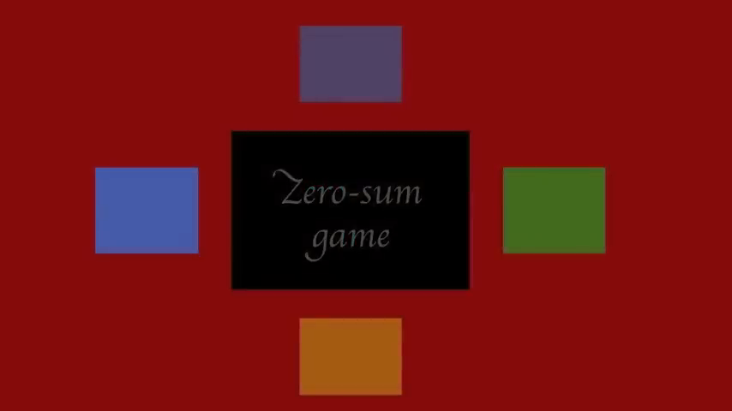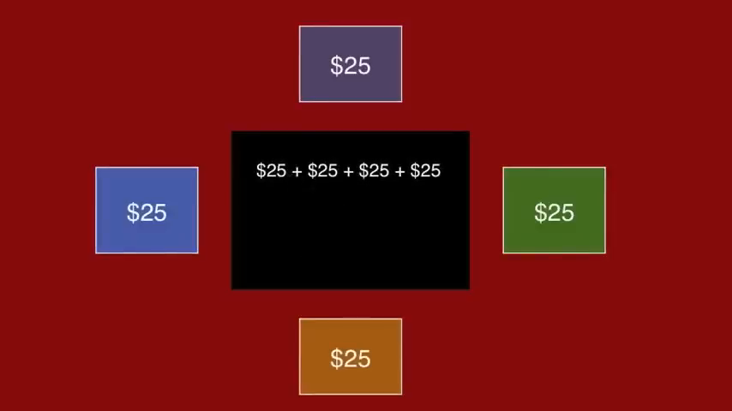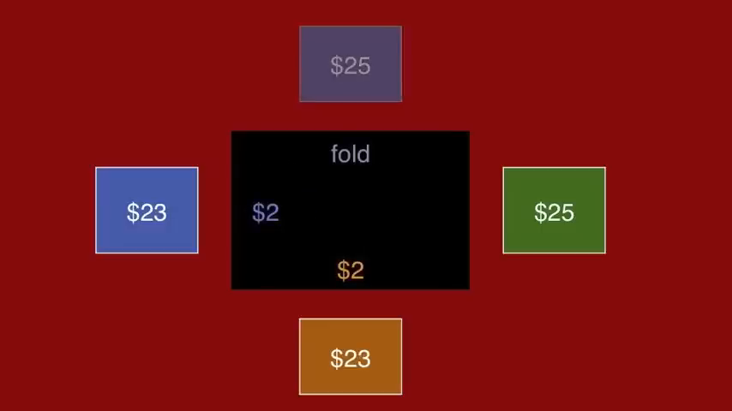To illustrate a zero-sum game, let's say there are four people playing poker. They each start with $25. If we add up the money on the table, we see that there is $100 total. Our players play a hand. Orange starts the betting at $2. Blue calls, purple folds, and green calls. So there's now $6 in the pot.